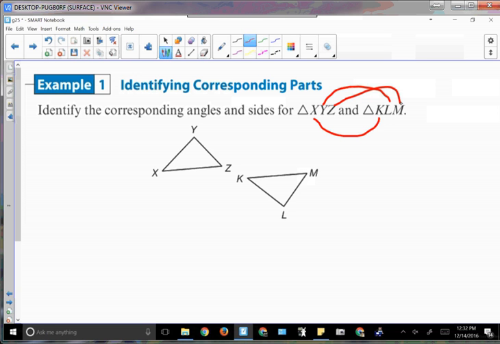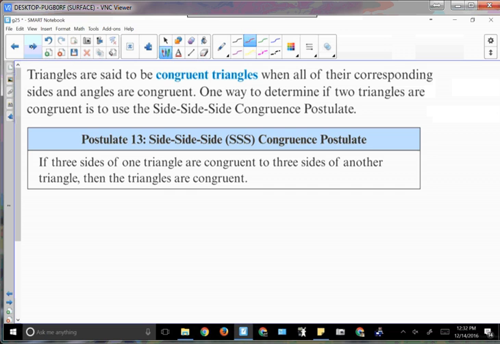Now, what you're getting at was more or less, are they congruent? Are they the same? Is there equality going on? That comes under this idea. Now, it says, triangles are said to be congruent when all of their corresponding sides and corresponding angles are congruent. One way to determine if two triangles are congruent is side, side, side. So the postulate that they have here, make sure that you get that into your little book. All right.